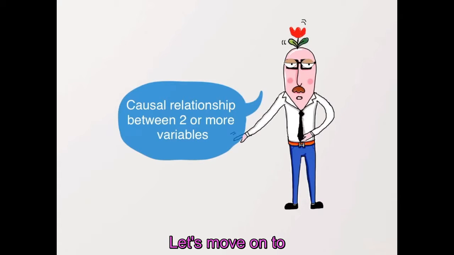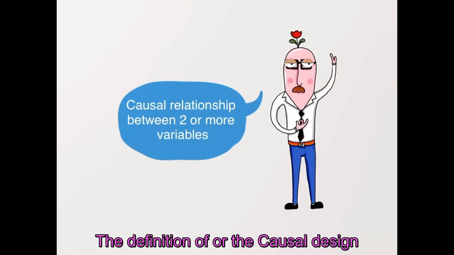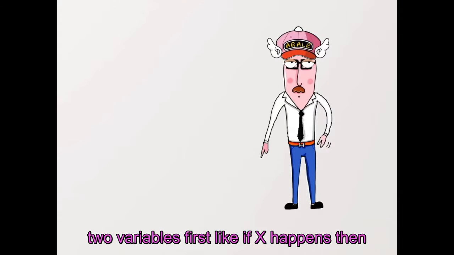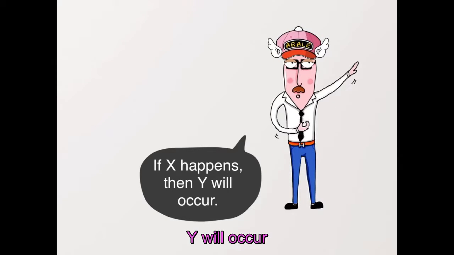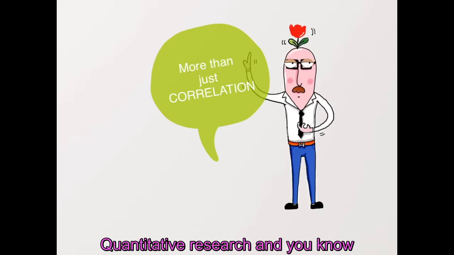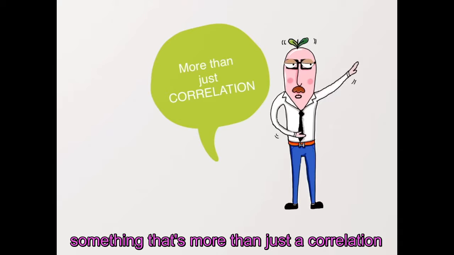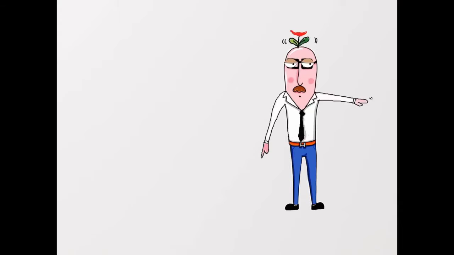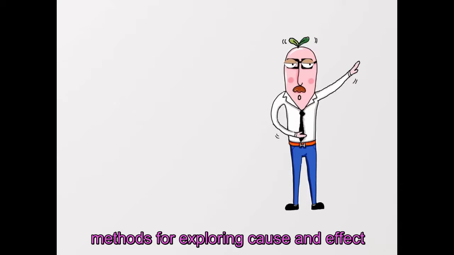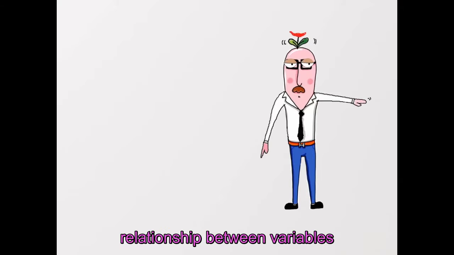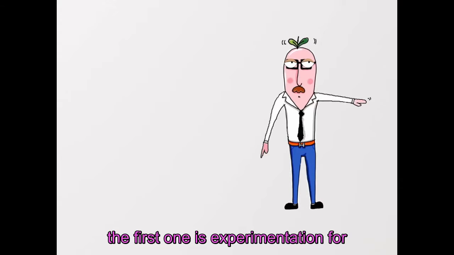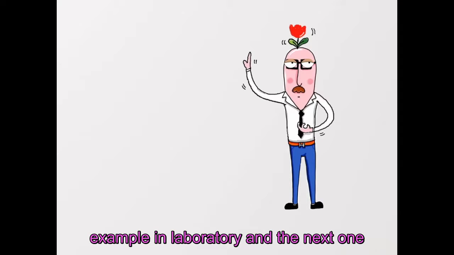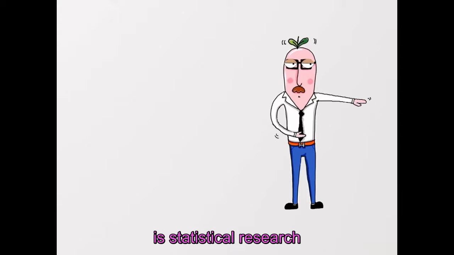Okay, now let's move on to the definition of the causal design. It is the relationship between two variables. It's like if X happens, then Y will occur. Most are in quantitative research, and it is something more than just correlation. There are two research methods for exploring cause and effect relationships between variables. The first one is experimentation, for example, in a laboratory, and the next one is statistical research.